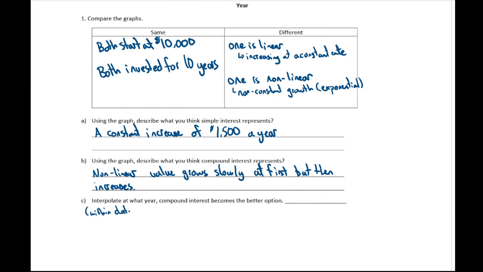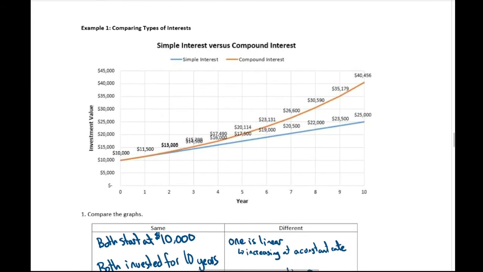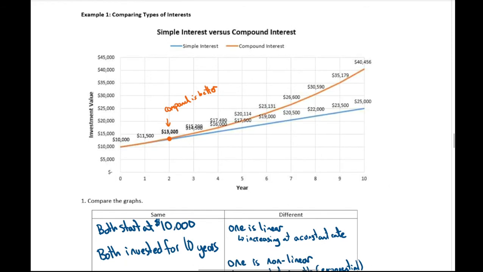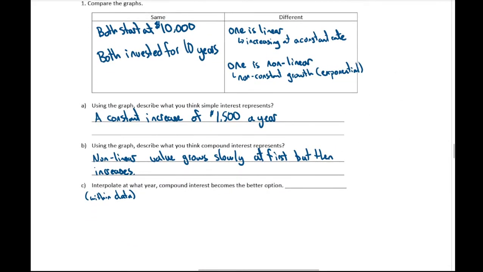So I say within the data. So we have our data here. So within that, when do you think it would be better, or when does compound interest become a better option? Right? And if we look at it, we see if year 0, they're the same. Year 1, they're the same. Year 2, we can see a slight separation between them. Right? So here, compound interest is better, if we're assuming we only go year by year and not within that year. So compound interest is better after 2 years or around year 2.